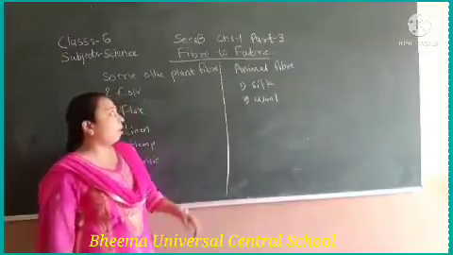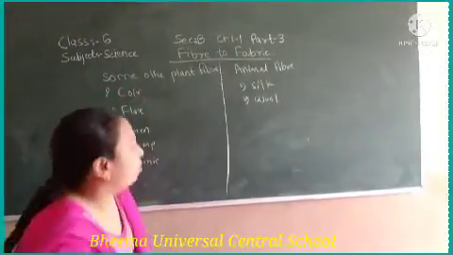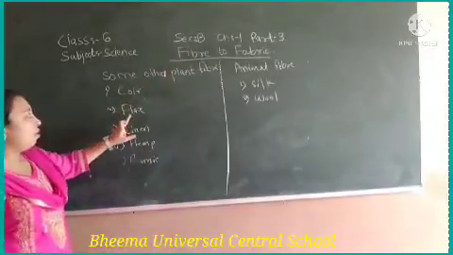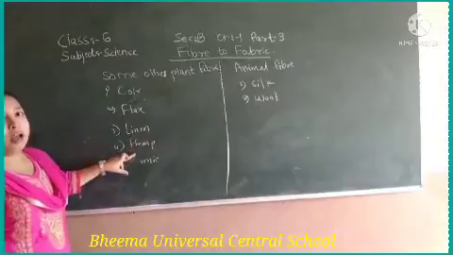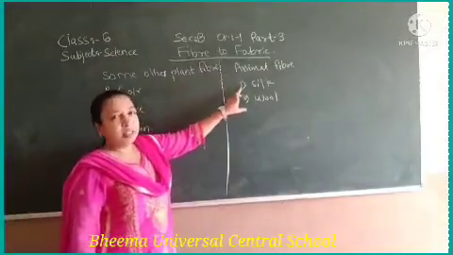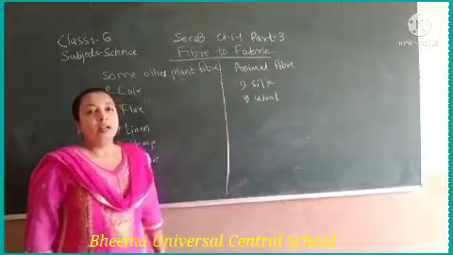Hello children, in the previous class we studied some other plant fibers like coir, flax, linen, hemp, and ramie, and animal fibers like silk and wool. So let's continue with the lesson.